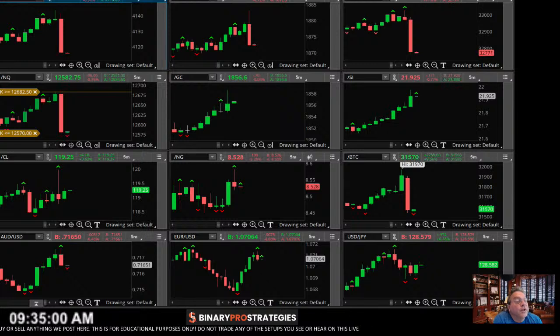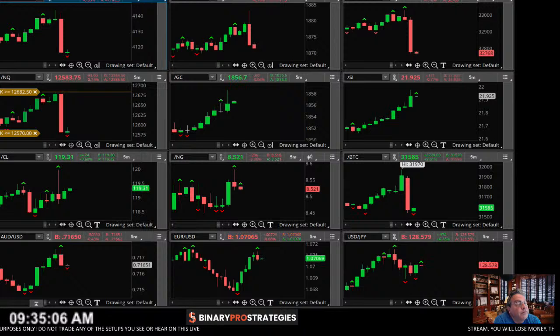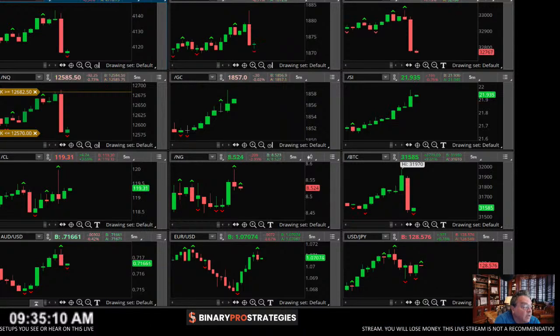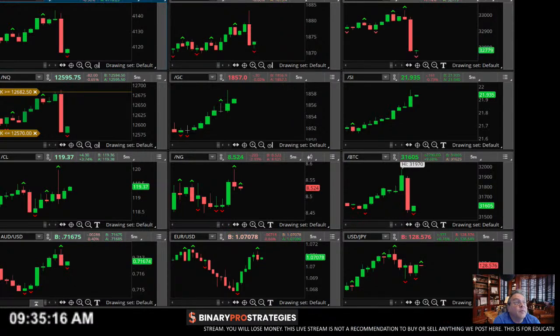All right, short NQ approaching target of 125.70. Already out of gold, already out of silver, out of crude, out of natural gas. Not seeing anything in the indices. Well, let me take a look. I take that back. Let's see what we have. We are getting a buy on the Aussie. Also getting a buy on the Euro.